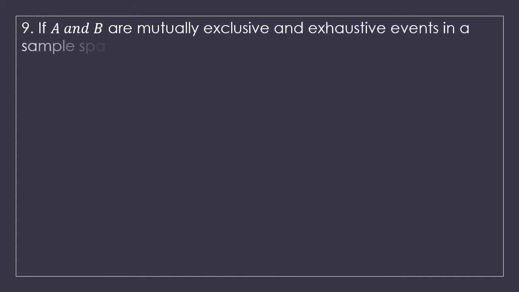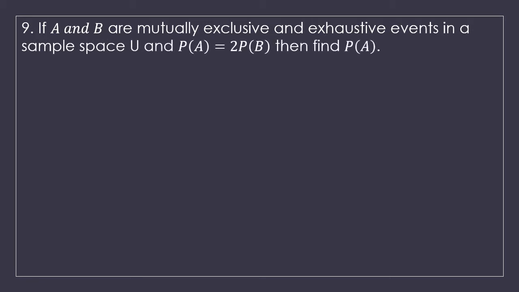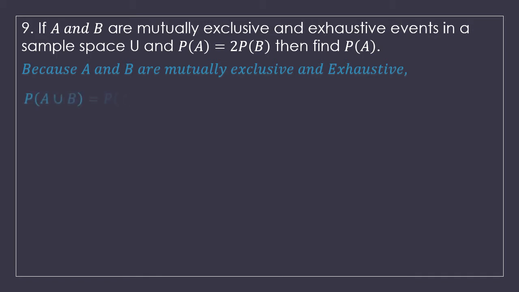Question number 9. If A and B are mutually exclusive and exhaustive events in a sample space U, and PA is 2 times PB, then find PA. Now when A and B are mutually exclusive and exhaustive events, what we do is we just add them up and get the one answer. You can find it in my previous tutorial of the law of addition of probability on the top right corner of your screen. So probability A union B will be A plus B, that is 1, because both are mutually exclusive, so no intersection, and exhaustive, so the total is universe, that is 1.